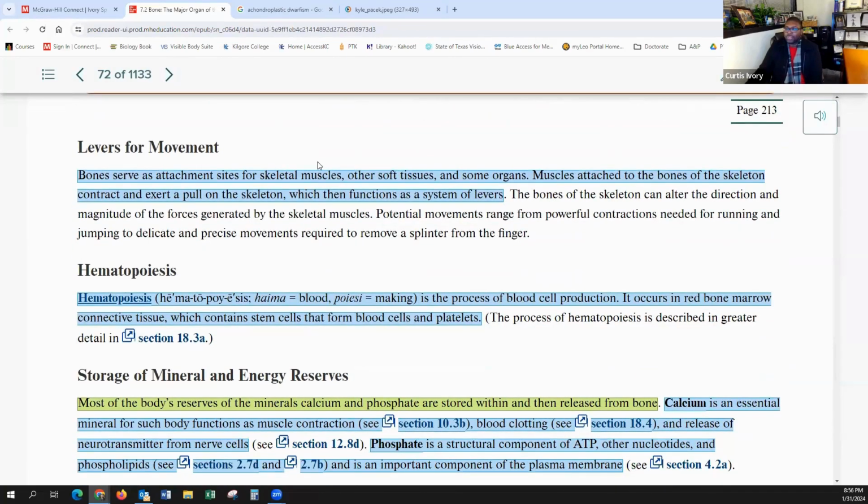This is just saying what I just said earlier, but bones serve as attachment sites for skeletal muscles and other soft tissues and some organs. And by muscles being attached to bones of the skeleton, when muscles contract, they are going to pull on your skeleton. So that's how you move, is by your muscles pulling on your bones.